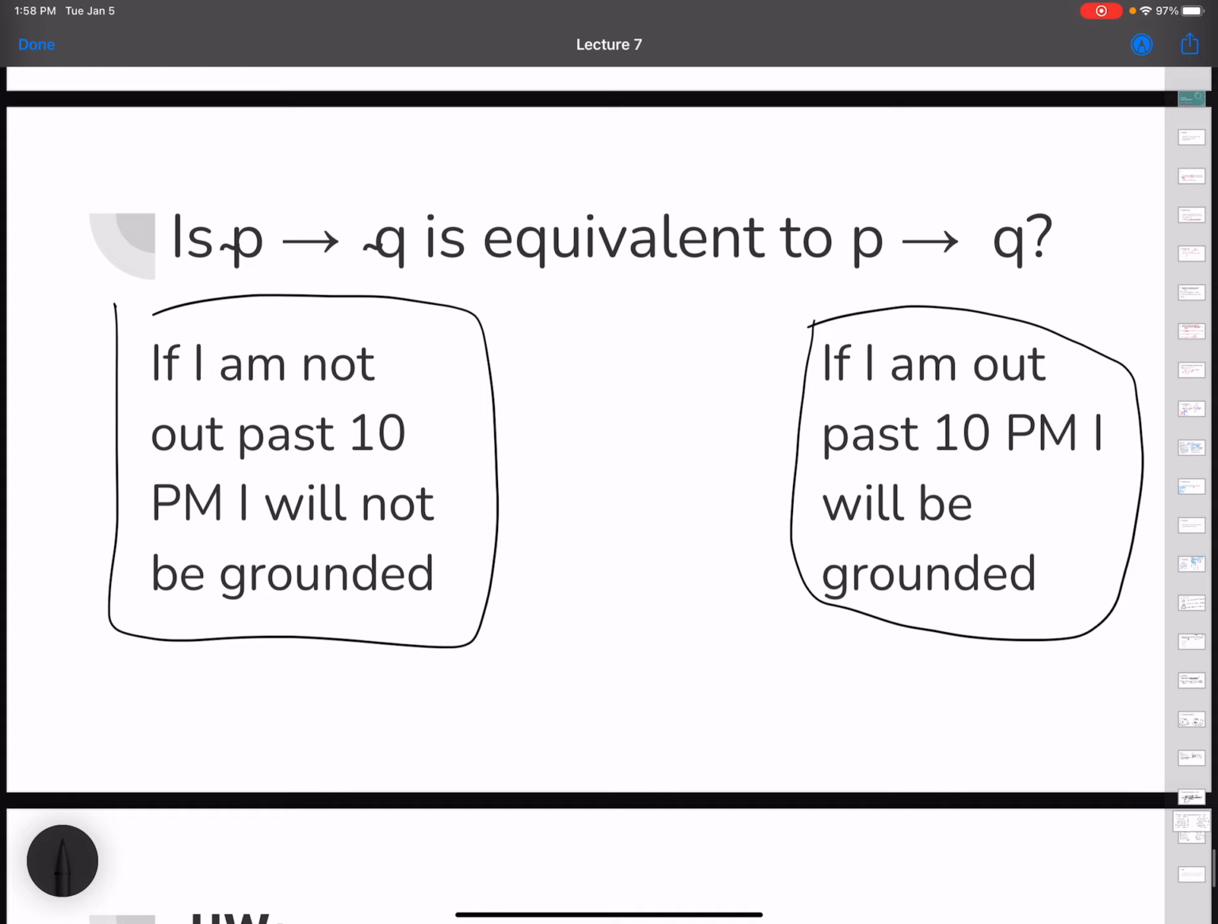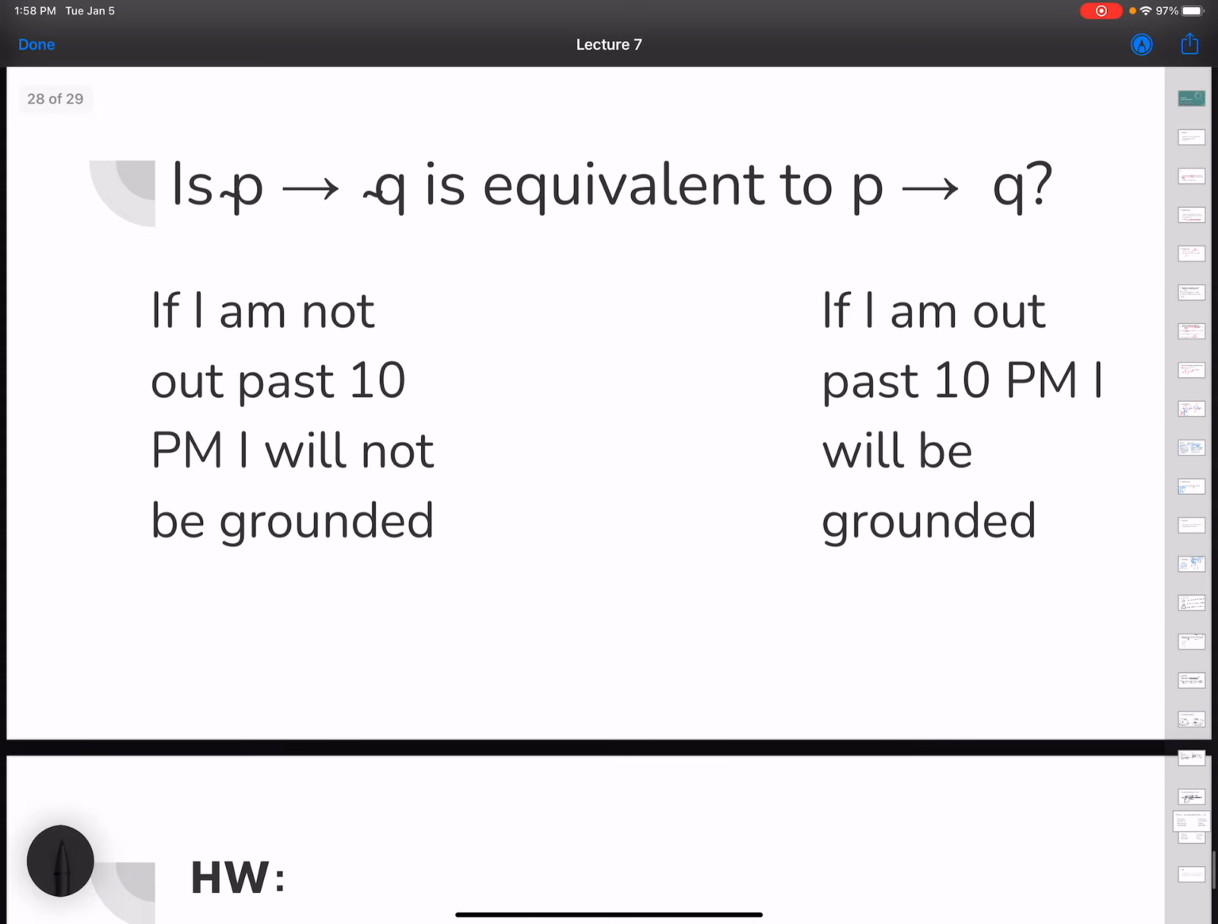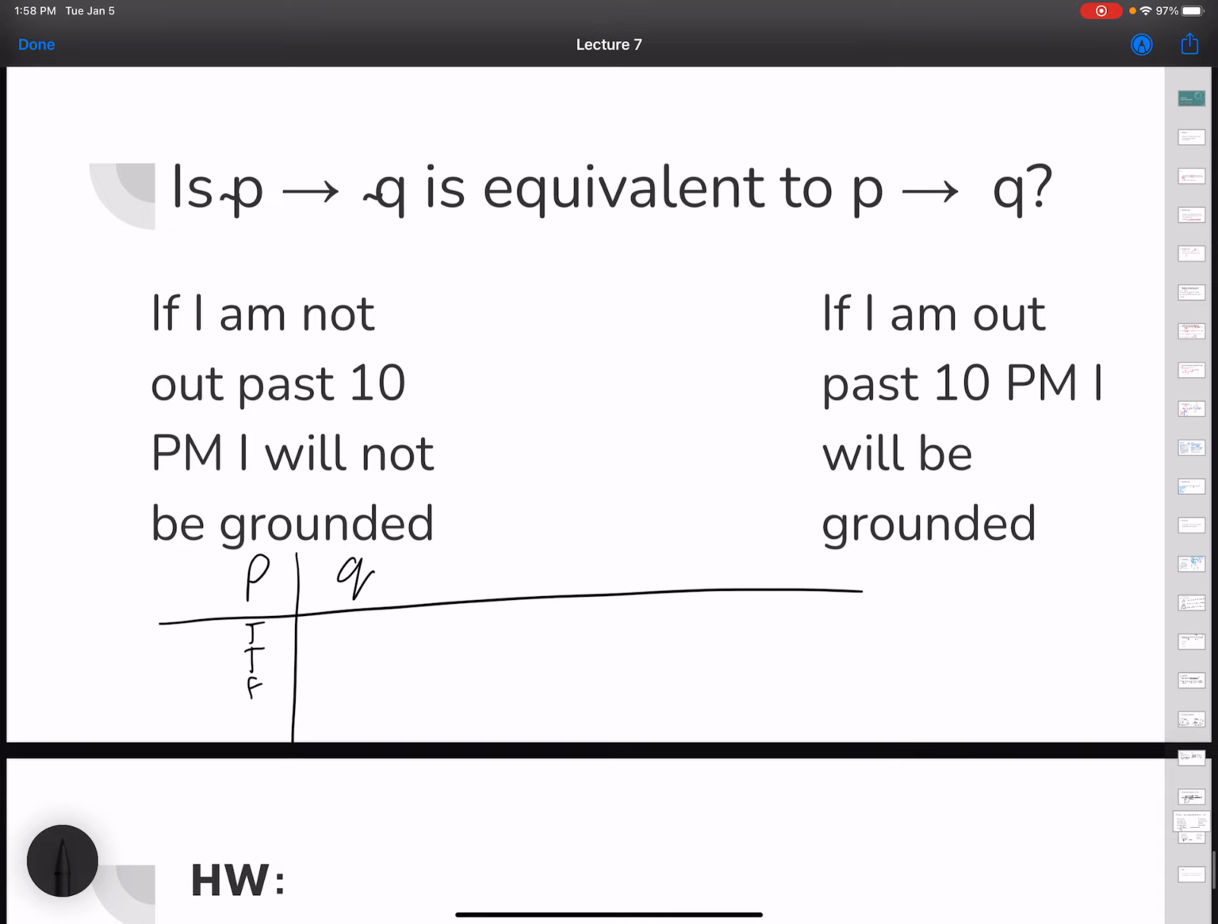So let's do a truth table to try to figure this out. We have P and Q. We have true, true, false, false, true, false, true, false. We see that we're going to need not P and not Q, so let's do that right away. Not P is going to be false, false, true, true. Not Q is going to be false, true, false, true. And now we have our two statements.